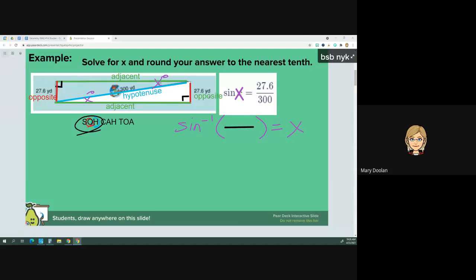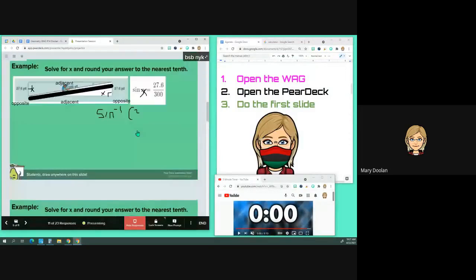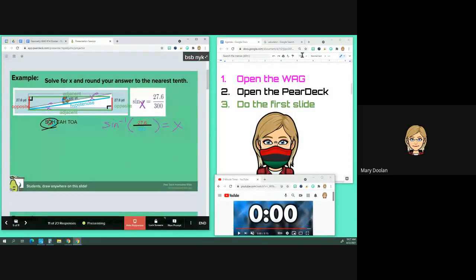Let's change color. So when you have an unknown angle measure, this is how you rewrite it. You flip it around to an inverse trigonometric function. You put the ratio in the parentheses, and then the x, your unknown angle, becomes over here on this side. And we're going to use a calculator to do this.